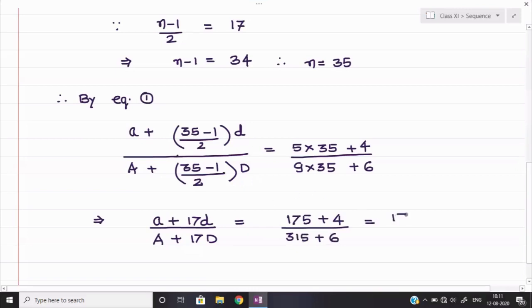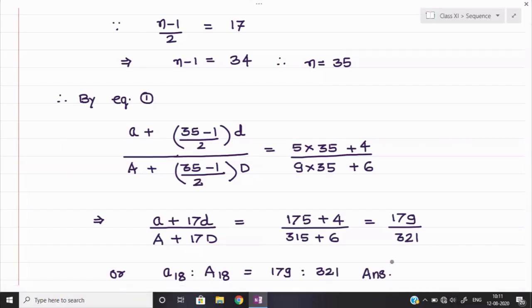I think it should be right. So 179 upon 321 should come. Or we can say that the value of A18 ratio capital A18 is equal to 179 ratio 321. This will be your answer. We can say that the ratio of the 18th term will be 179 upon 321. Similarly, you can find out the ratio of any other term also.